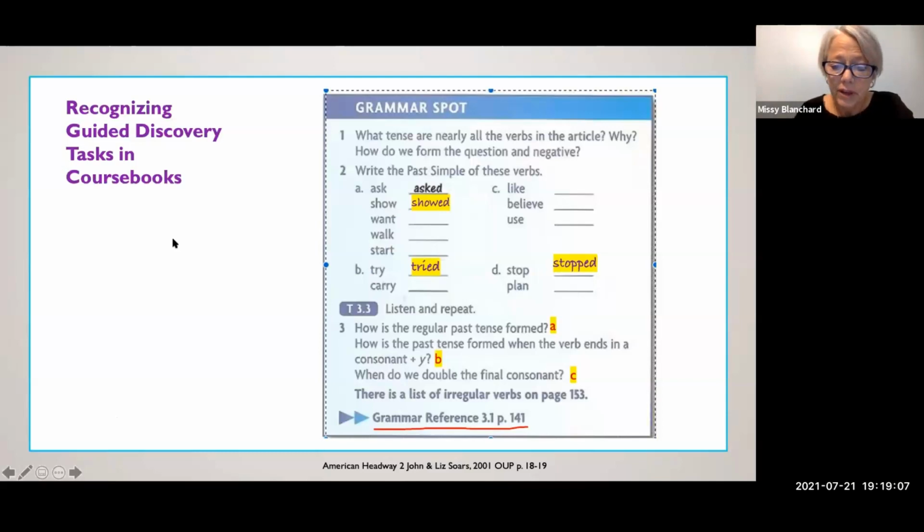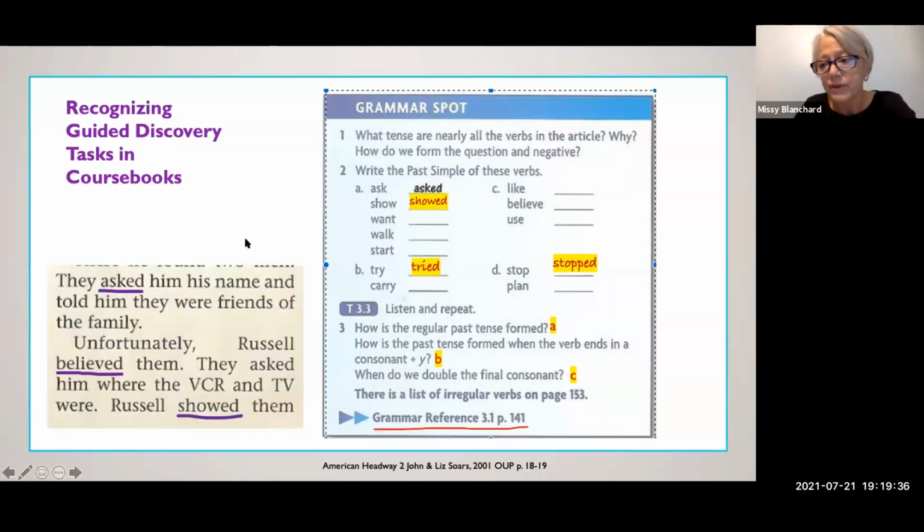Okay, another example from another course book. This is from American Headway 2. Similarly, we have something they call their grammar spot. There are all different names for these little boxes with grammar information in different course books. But we can recognize this as a good guided discovery task because we can find the answers to this task in a text on the previous page, which was a reading lesson about a burglary. And everything, lo and behold, in the story, happened in the past tense.